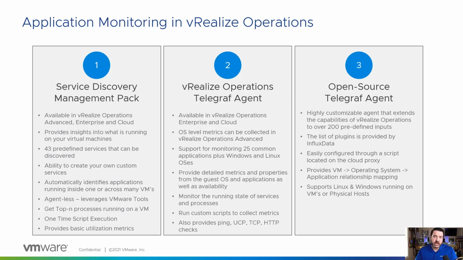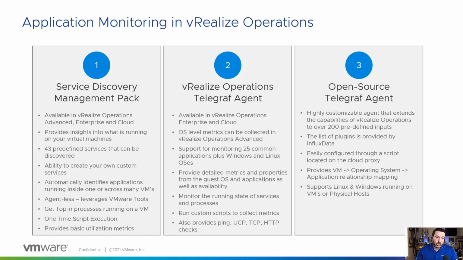And if you look at their documentation, they've got over 200 input plugins that are pre-built that you can just run on the open source Telegraf agent. So this takes the number of applications and services that we can monitor well beyond what we offer today with the vRealize Operations Telegraf agent.